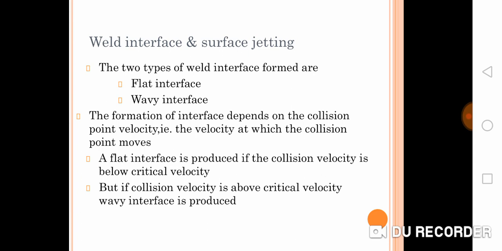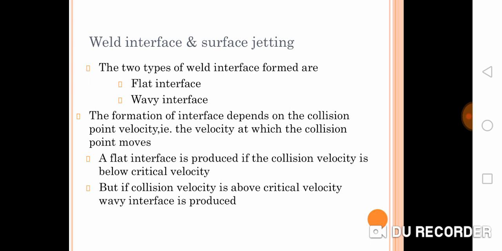Basically, the important thing when we want to form the joint using explosive welding is the velocity with which the flyer plate is traveling. Based on that velocity, the joint formation will also be different. Now you can say the entire surface of the flyer plate will not collide with the target plate at a time. One point will be in contact with the target plate, then the next instant the next point will be in contact with the target plate.